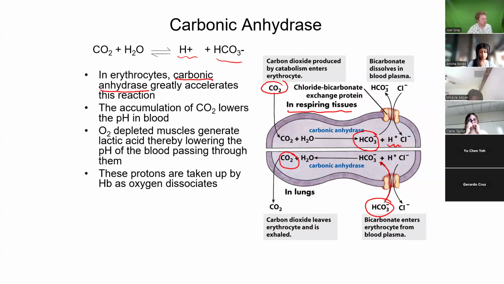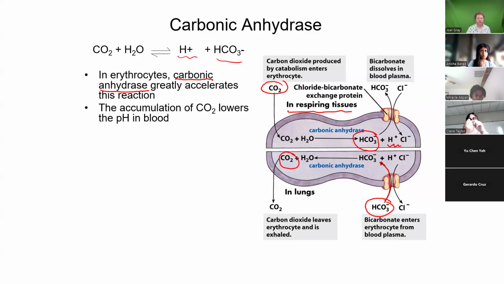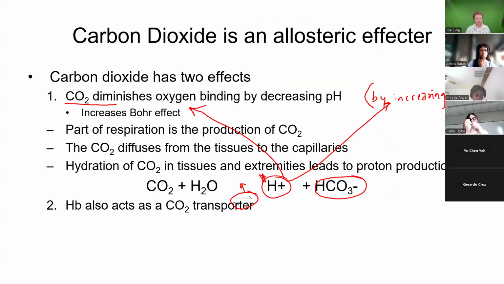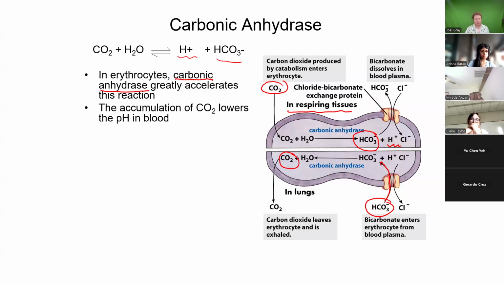The O2 depleted muscles generate lactic acid, thereby lowering the pH of the blood passing through them. So this is kind of a secondary thing that's taking place. These protons are taken up by hemoglobin as that oxygen dissociates. So if we go back to this slide, that is number one. The next slide that I'm going to show you is item number two.